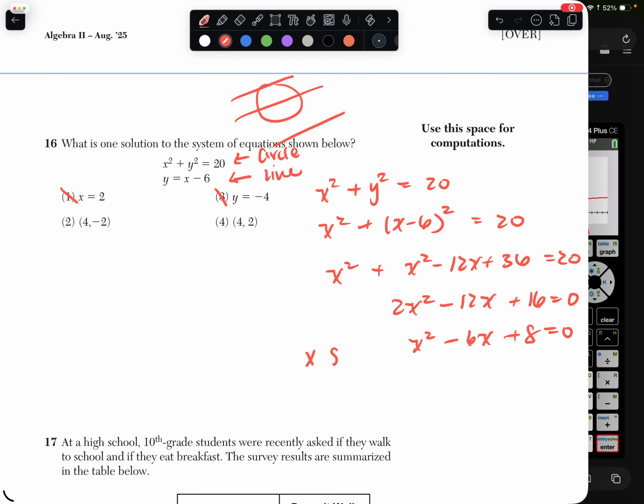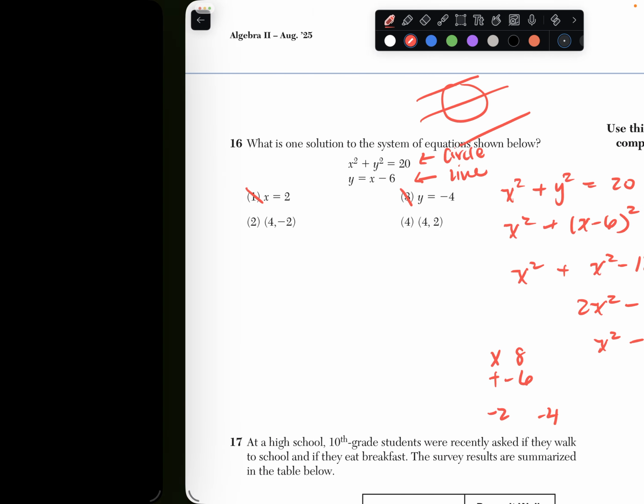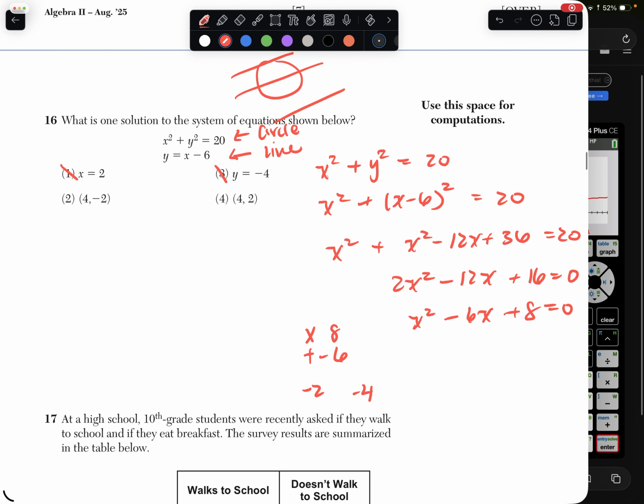I want to find two numbers that multiply to 8 and add up to -6. I'm thinking of 2 and 4. Since they add up to a negative number, but they multiply to a positive number, both of them take the negative sign. So then this becomes x minus 2 times x minus 4, and that's equal to 0. So x is equal to 2, and then x is equal to 4.